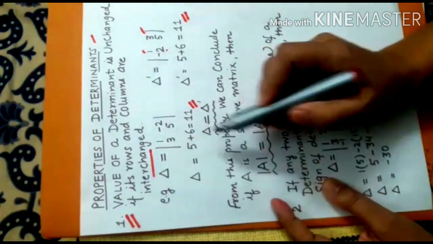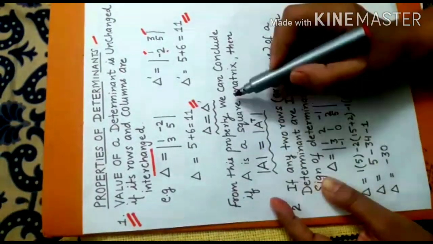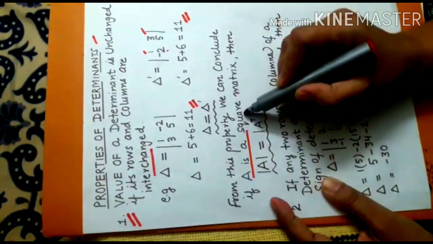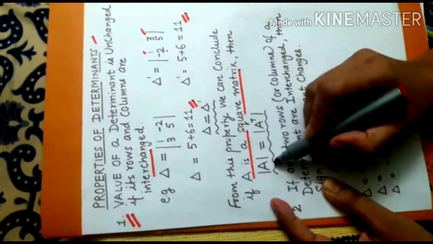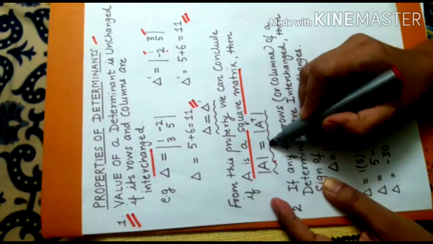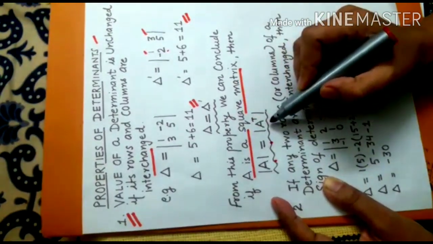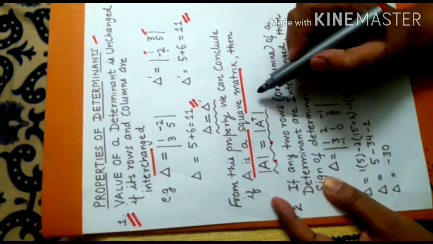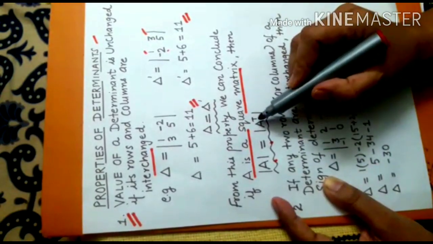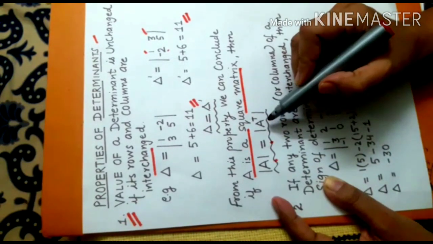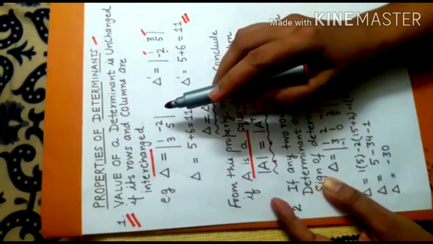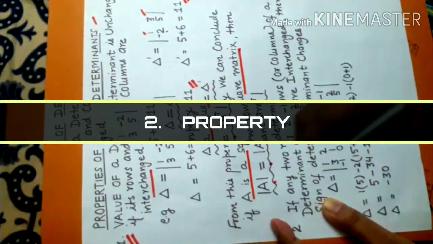As a result of this property, we can conclude that if A is a square matrix, then the determinant of A will be equal to the determinant of the transpose of A, because we know that the transpose of a matrix is obtained by interchanging the rows and the columns.